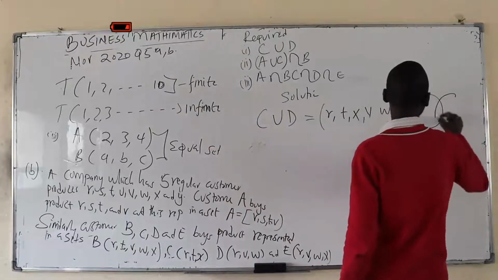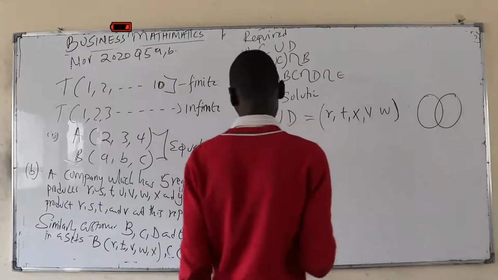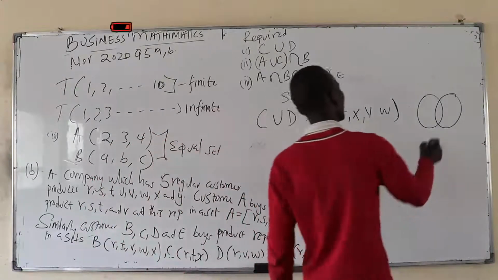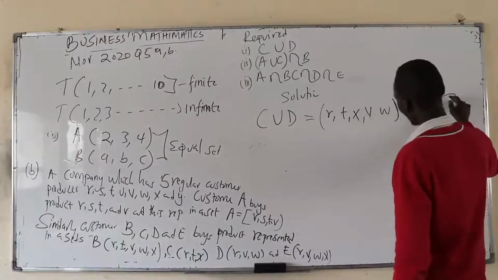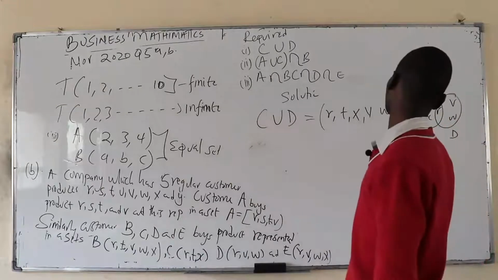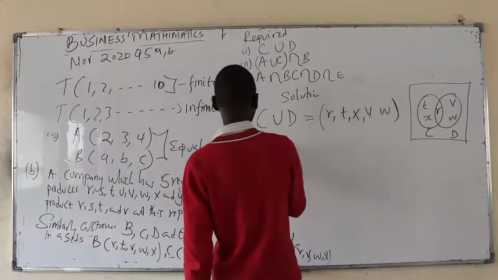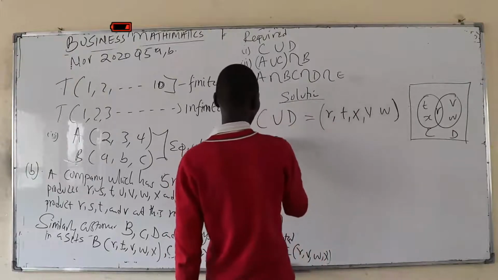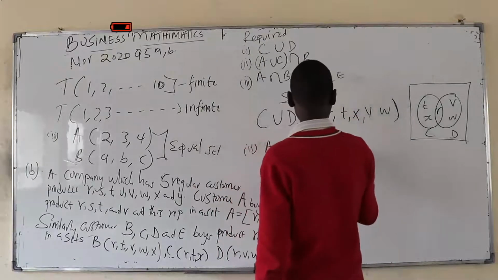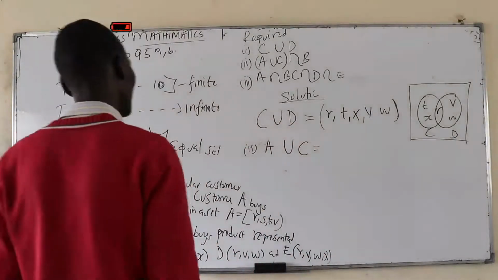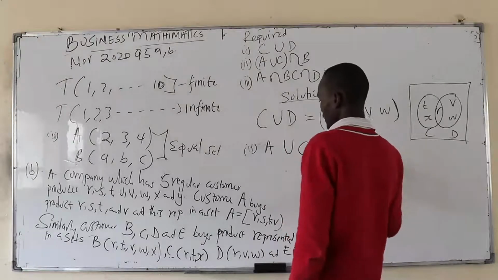Required, Roman one: you are told to give the union of set C and D. Then Roman two: you are told to give the intersection of set A and C, then you are told to give B. And lastly, you are told to give what is common between A, B, C, D. If you're told to give that, the same solution will come and you write those elements.